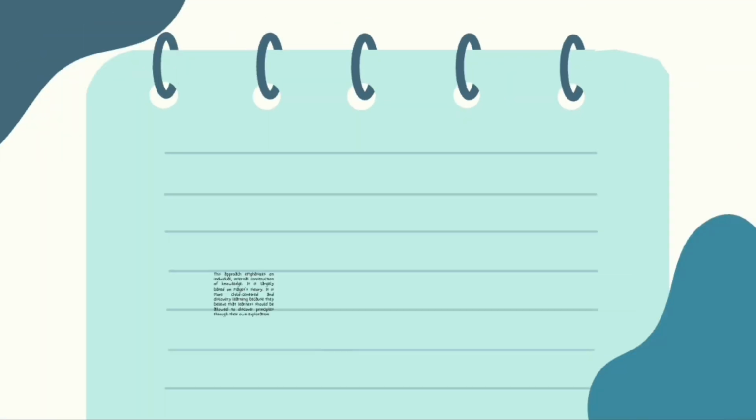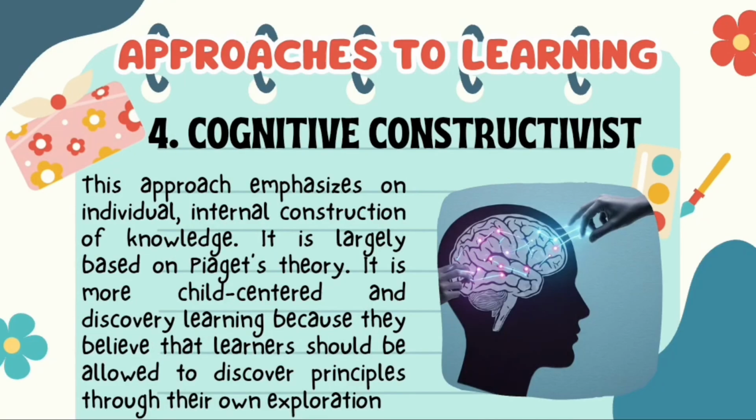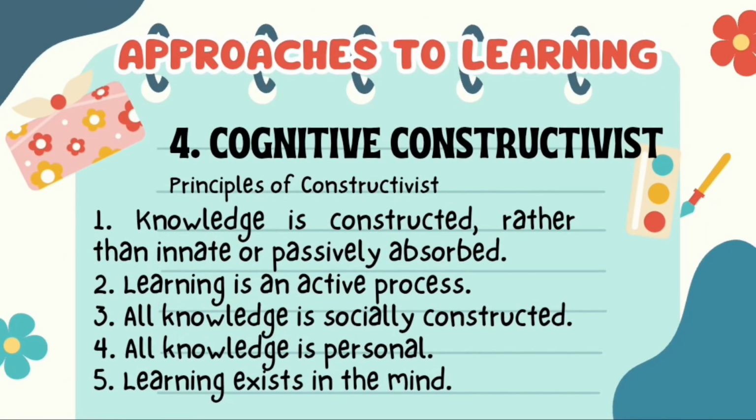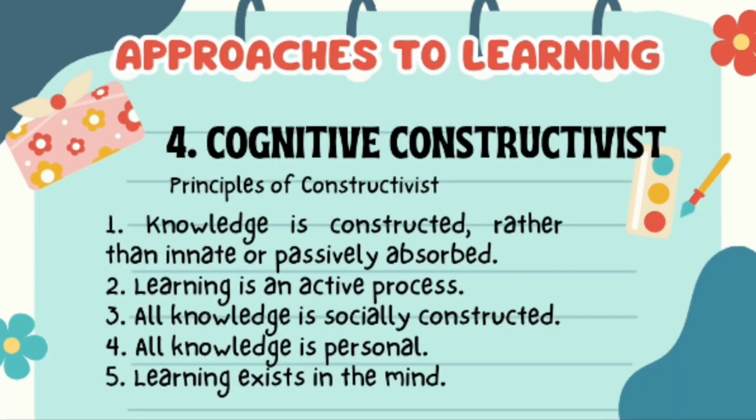So the next one is cognitive constructivist approach. It is according to Piaget, learners actively construct knowledge through experience. They don't just absorb information, they build understanding by exploring and questioning. So there are few principles of cognitive constructivist approach. Learning is constructed, not absorbed. It is active, not passive. Knowledge is socially influenced. It is personal and unique. Learning happens in the mind through processing.